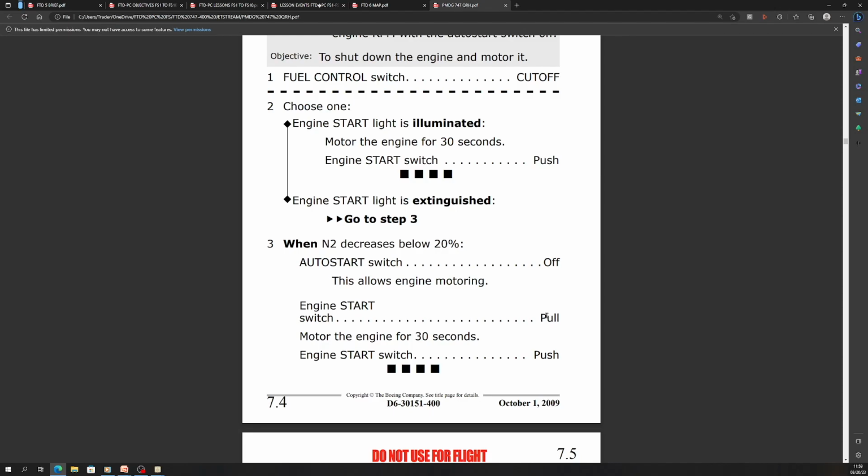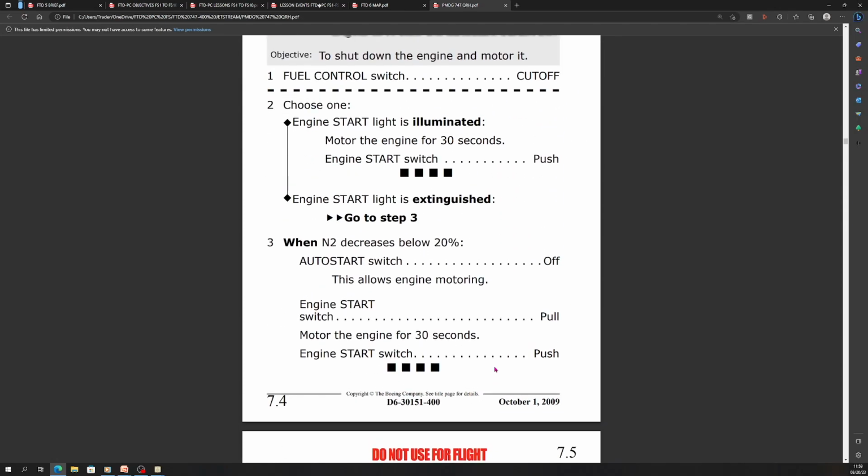And you should see the white starter light. And then again, we're going to motor for 30 seconds. And after 30 seconds, we're going to push. And that would be the end of the procedure, end of checklist. And then again, we'd get maintenance at that point. And that would be the end of the procedure.